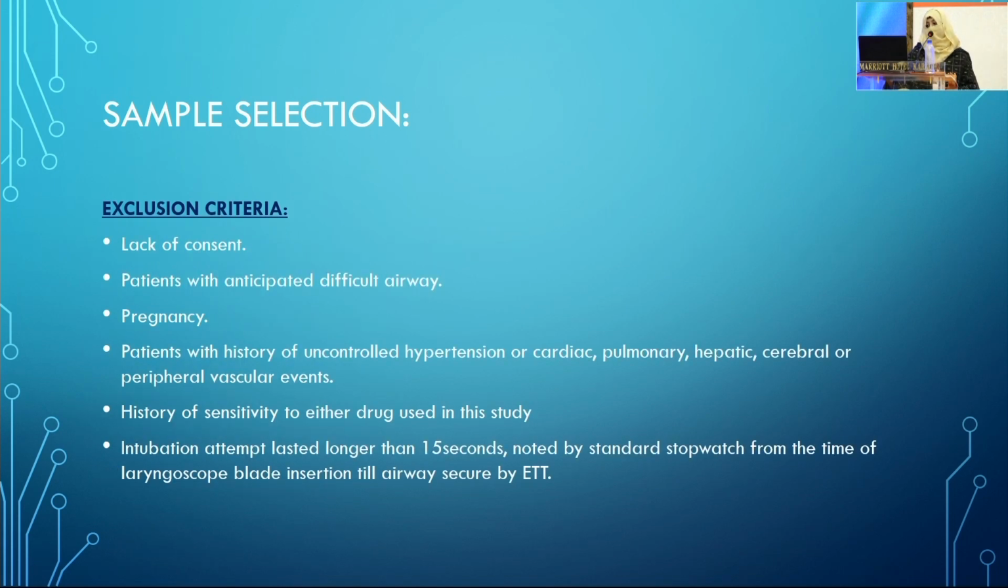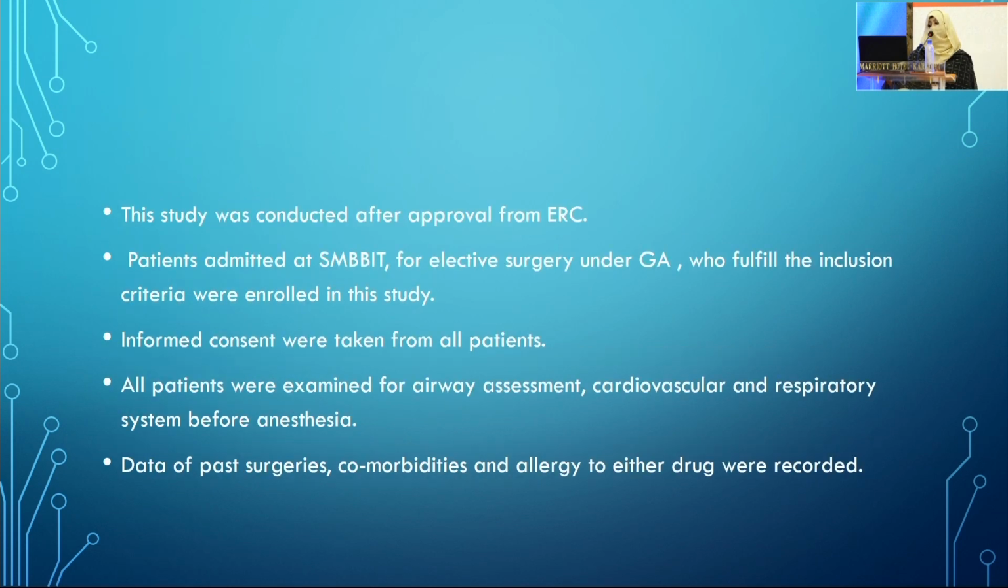For the exclusion criteria, the patients who were excluded from the study were those who didn't give consent, patients with an anticipated difficult airway, pregnant patients as they also have a difficult airway, patients with a history of uncontrolled hypertension, cardiac, pulmonary, hepatic, cerebral or peripheral vascular diseases, history of sensitivity to either drug used in the study, and those patients who took a prolonged intubation time longer than 15 seconds.